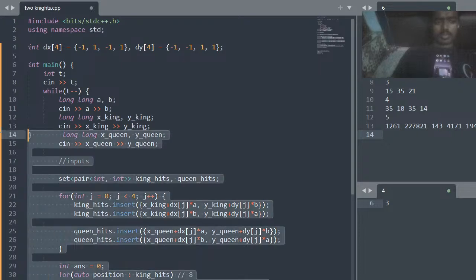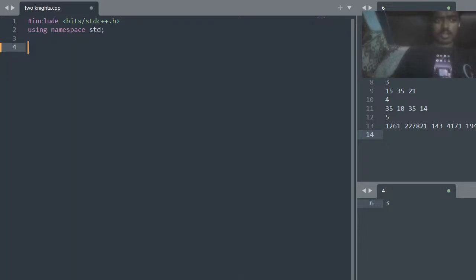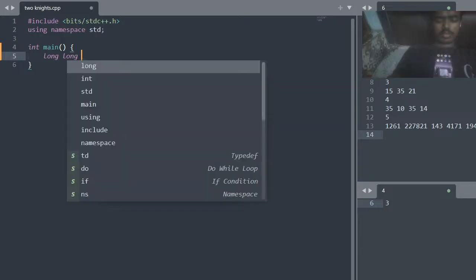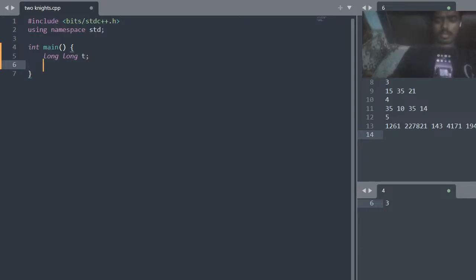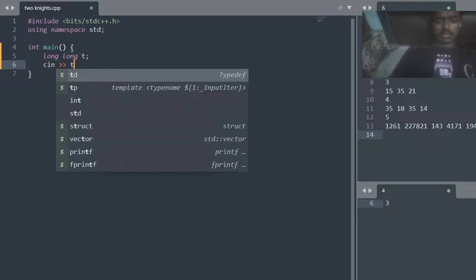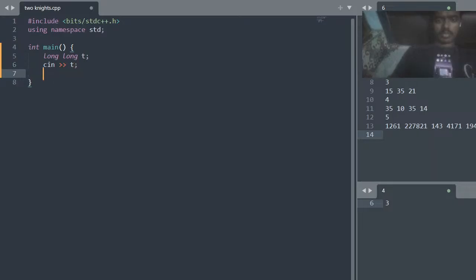So I think this is the standard template, right? So int main, and then long t, and t, then while loop.